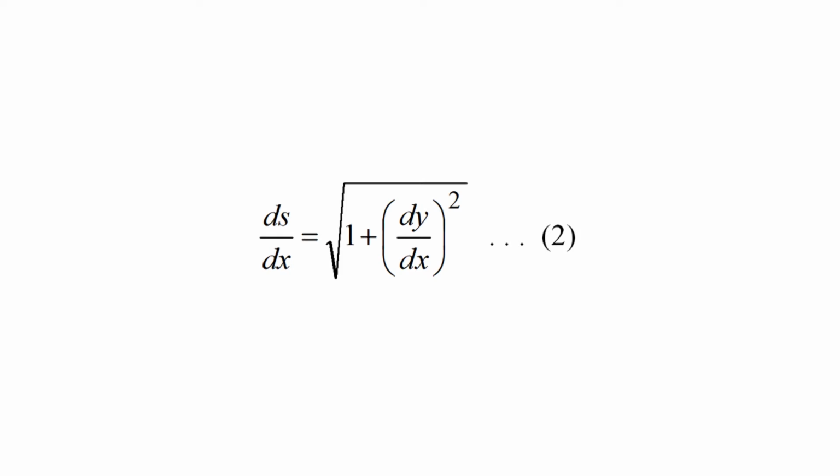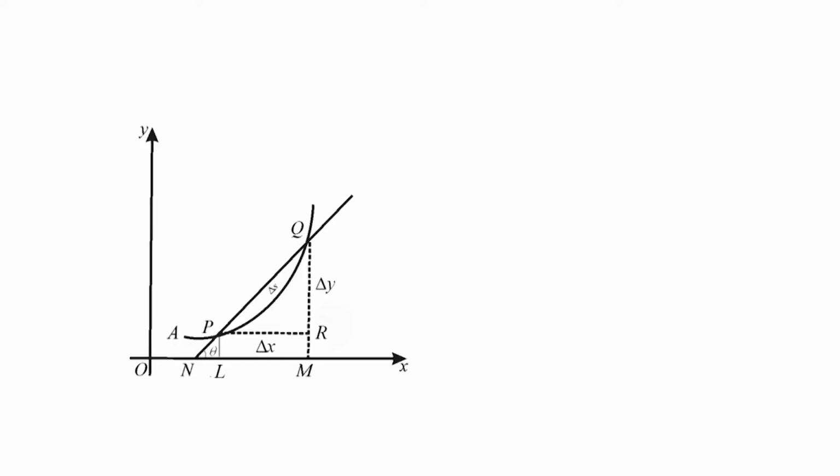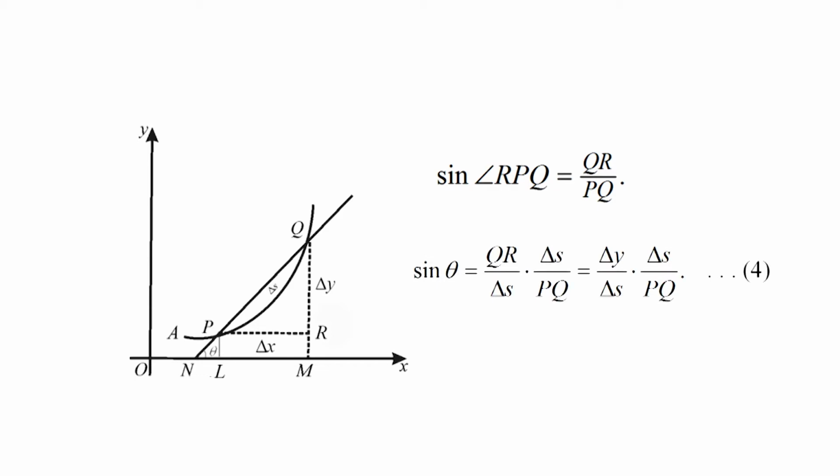Proceeding similarly as above, we obtain ds by dy is equal to square root of 1 plus (dx by dy) all square. We call it equation number 3. Equations 2 and 3 above are the derivatives of arc in Cartesian coordinates. Also, in triangle PRQ, sine angle RPQ is equal to QR by PQ. That is, sin theta is equal to QR by delta s times delta s by PQ, which is equal to delta y by delta s times delta s by PQ. We call it equation number 4.